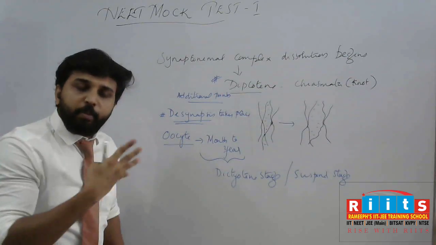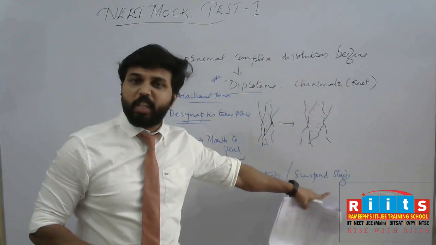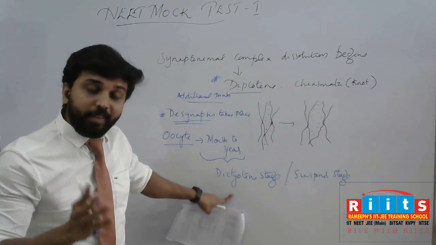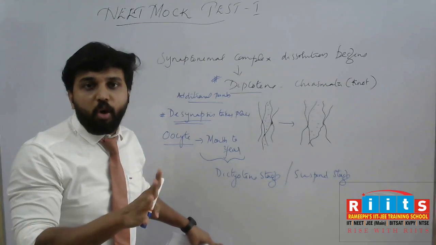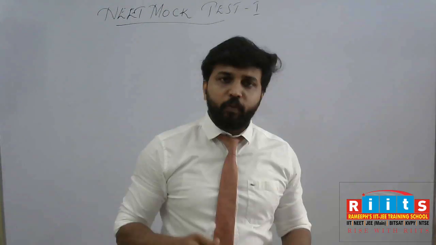And sometimes it lasts for a month to a year. In that case, it's also called the suspend stage or dictyotene stage. Pachytene is not a longer stage, diplotene is a longer stage. Clear? We move to the next question.